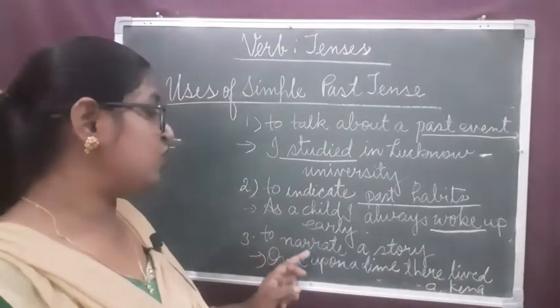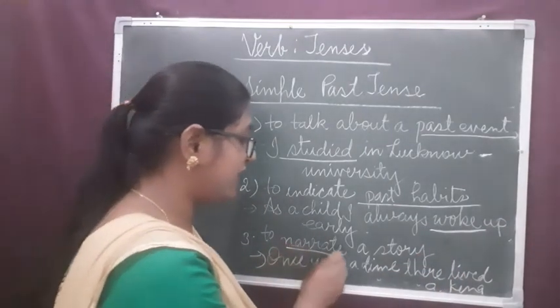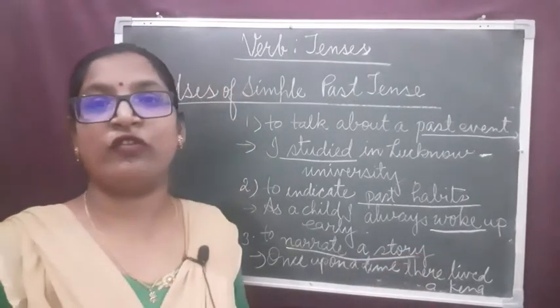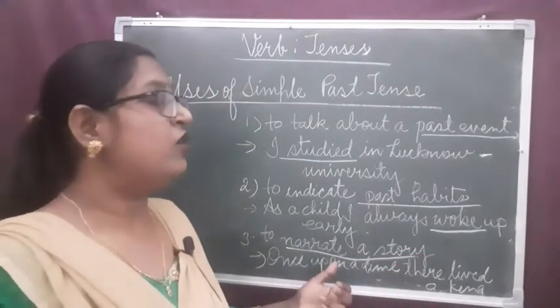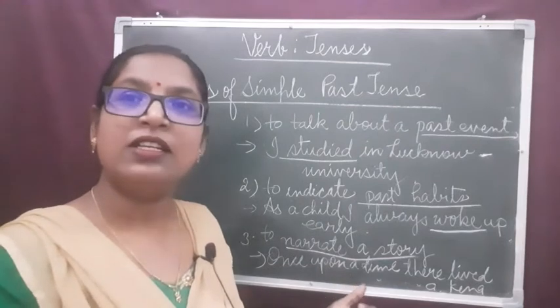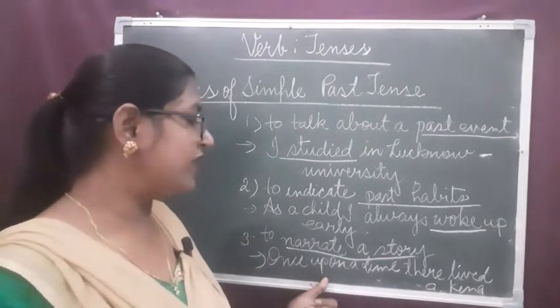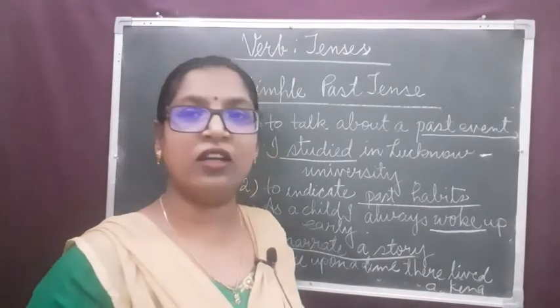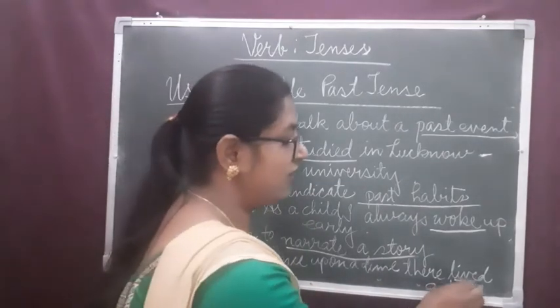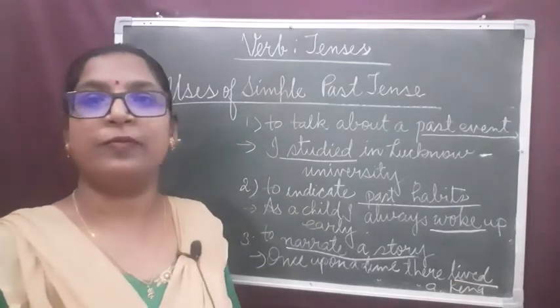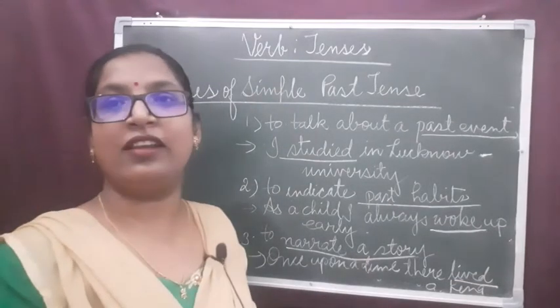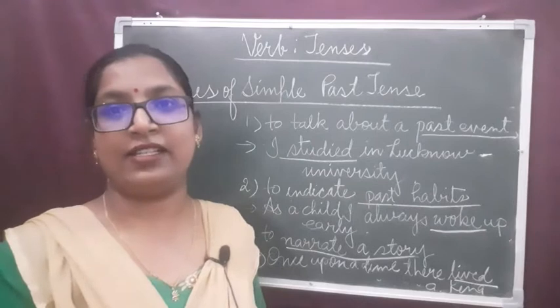Third one is to narrate a story. When we narrate a story or when we write a story, we always write or narrate a story in simple past tense. Let's see the example. Once upon a time, there lived a king. We narrate a story in simple past tense.